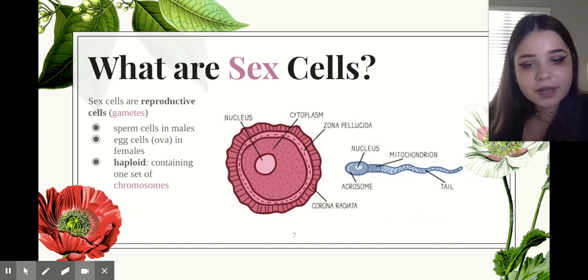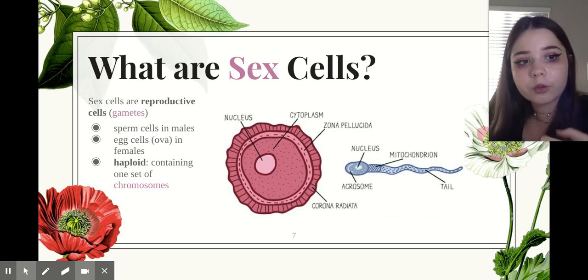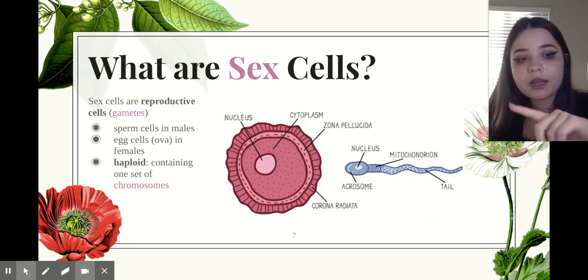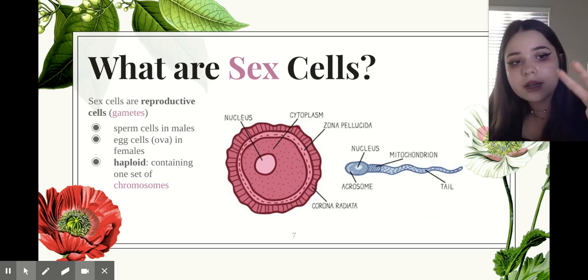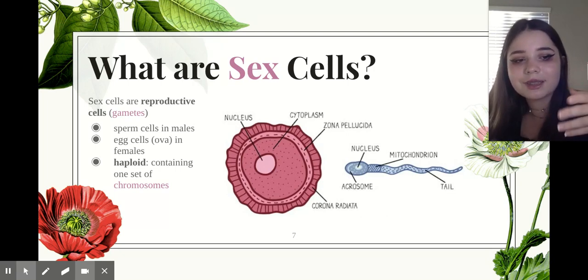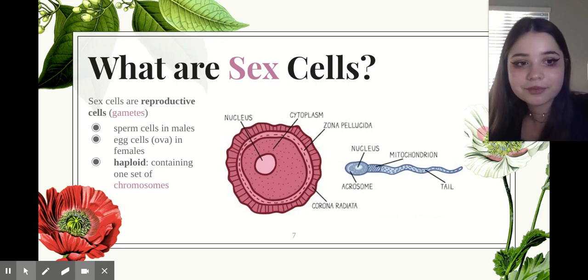So in this little diagram here, we have an egg cell, and then over here we have a sperm cell. And during sexual reproduction, these two come together. And this creates a diploid cell, like our normal body cells, because we have the maternal set combining with the paternal set, right? So the mother's chromosomes combine with the father's chromosomes, which restores the diploid nature.